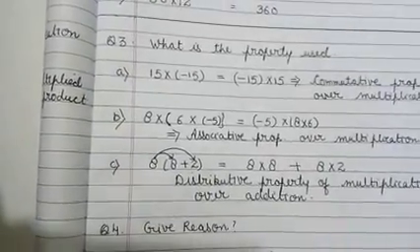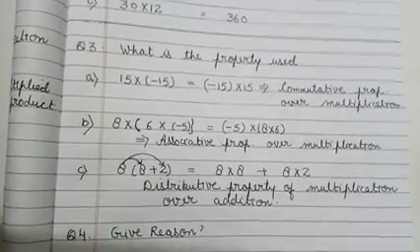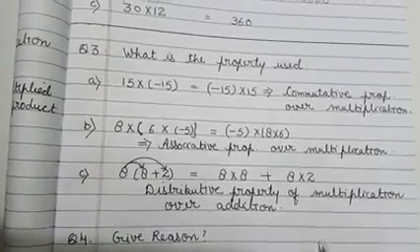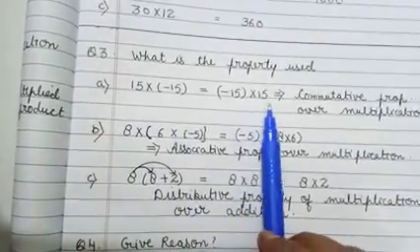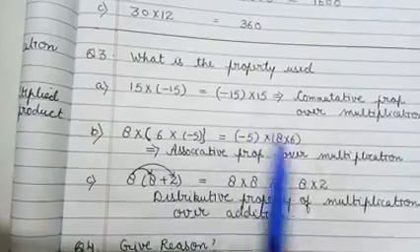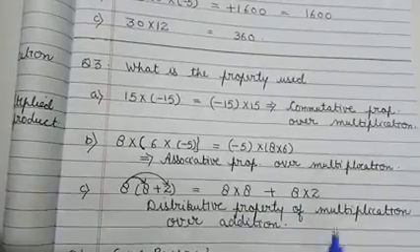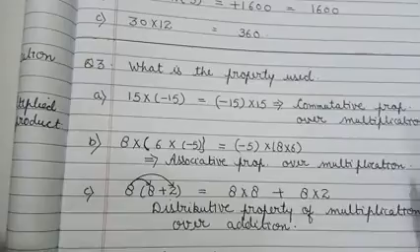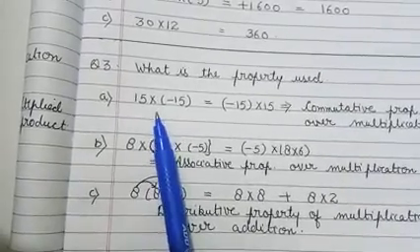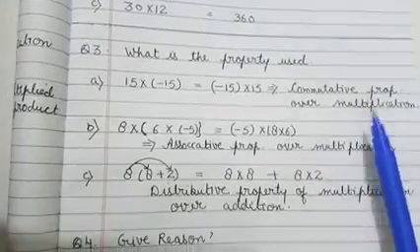Now the next is, what is the property used? You have to tell the name of the property only. This is like a revision only, class. See, 15 into minus 15 is equal to minus 15 into 15. Just the order is changed, और जिसमें सिर्फ order change होता है, that property is called the commutative property. अब commutative property ये किसकी है? commutative property multiplication of integers की. तो commutative property over multiplication.